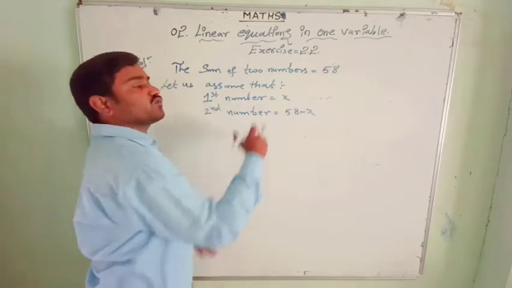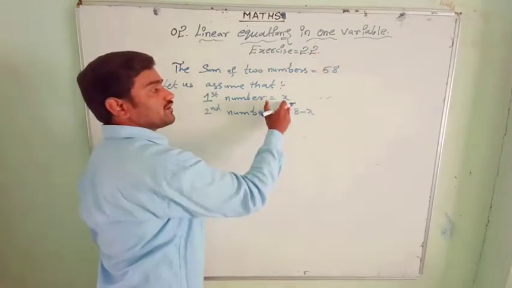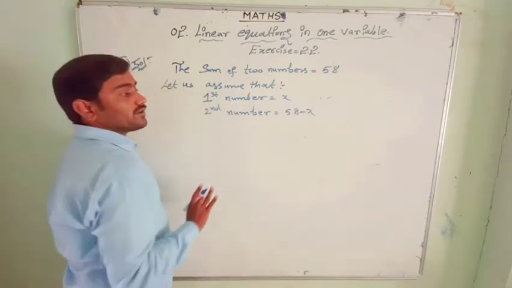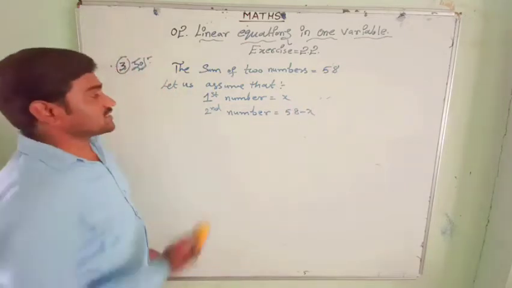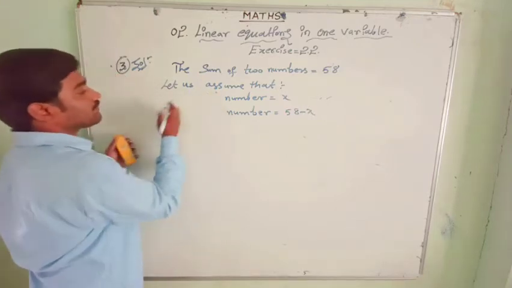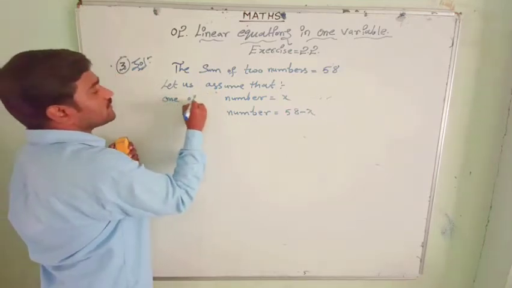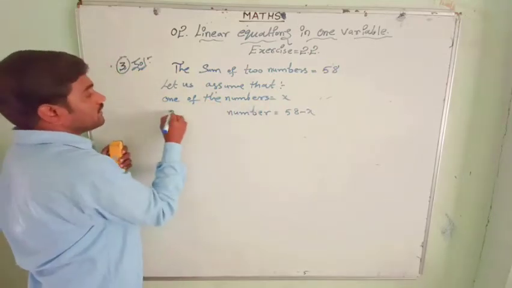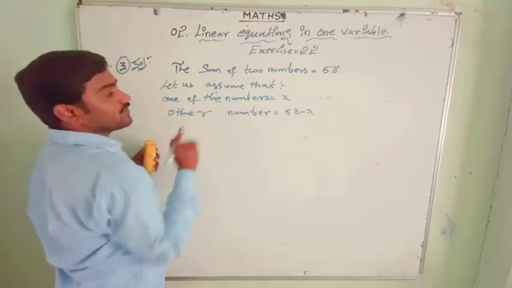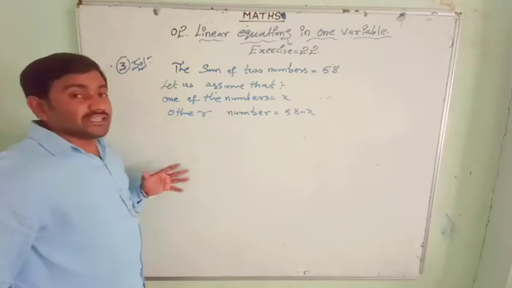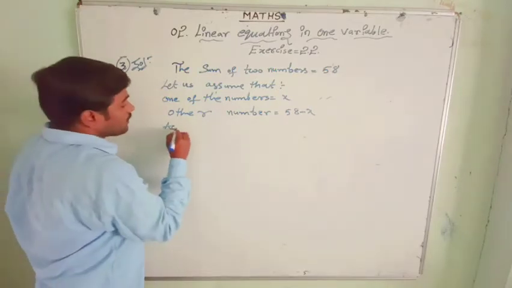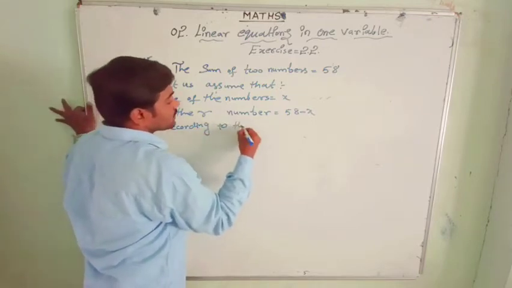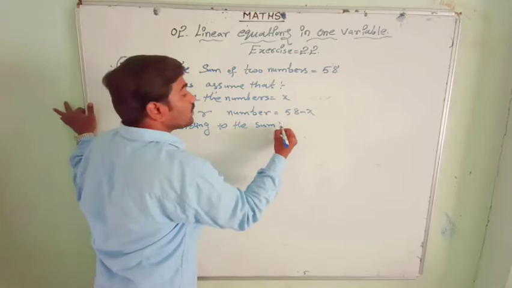Yes, the sum of two numbers is 58. One of the numbers is x, then the other number will be 58 minus x. Then according to the problem here, according to the sum, what is said?